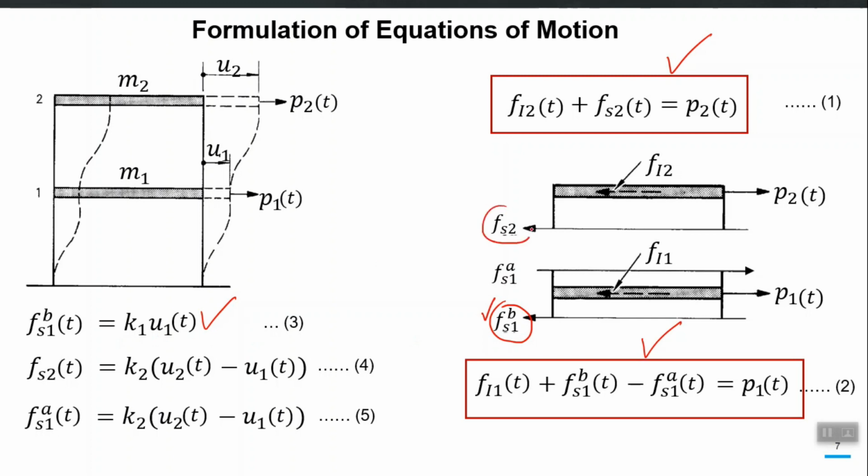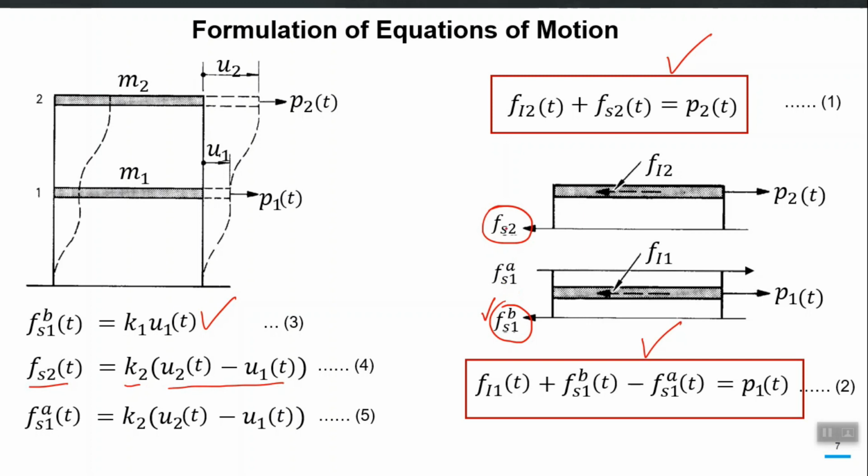Now let us see Fs2. This is the elastic restoring force offered by the second story column. Now the second story is actually being deformed equal to u2, but the base of the second story columns is also being deformed equal to u1. So the net deformation which your second story columns are going to have is u2 minus u1, right? So this is the deformation which should be multiplied with k2 to make the second story elastic restoring force. So therefore we have Fs2 equal to k2 into (u2 minus u1). This is also okay, right?